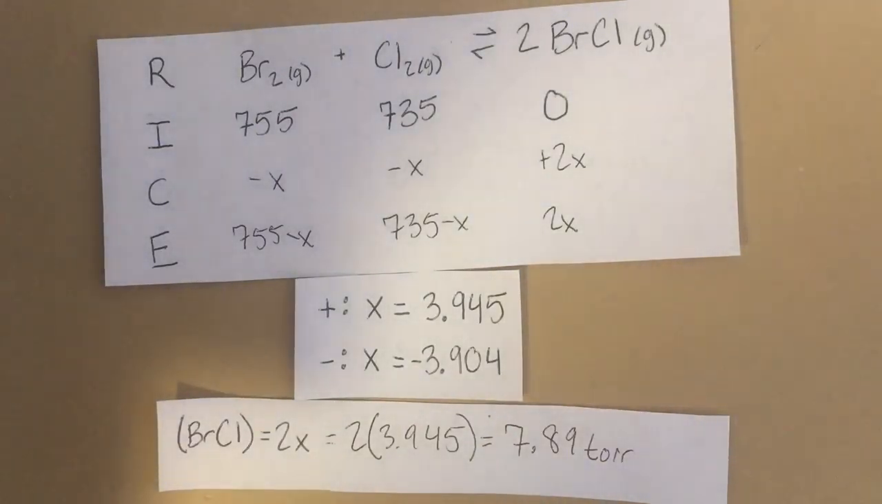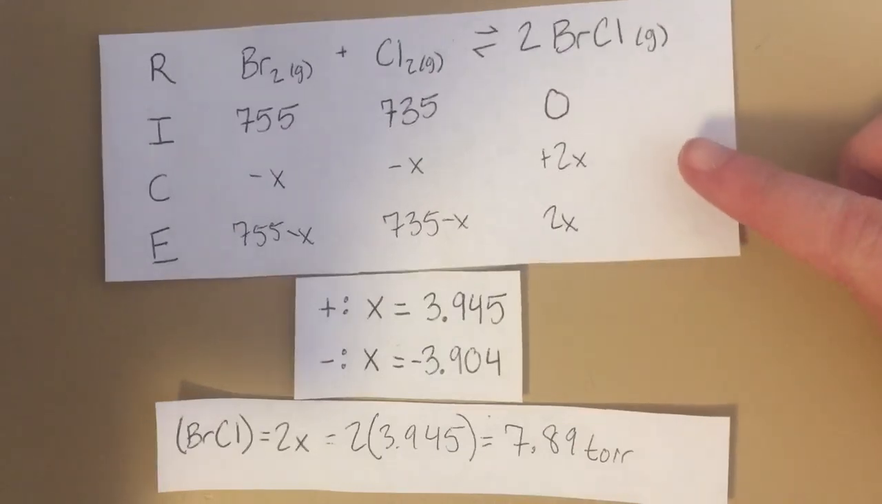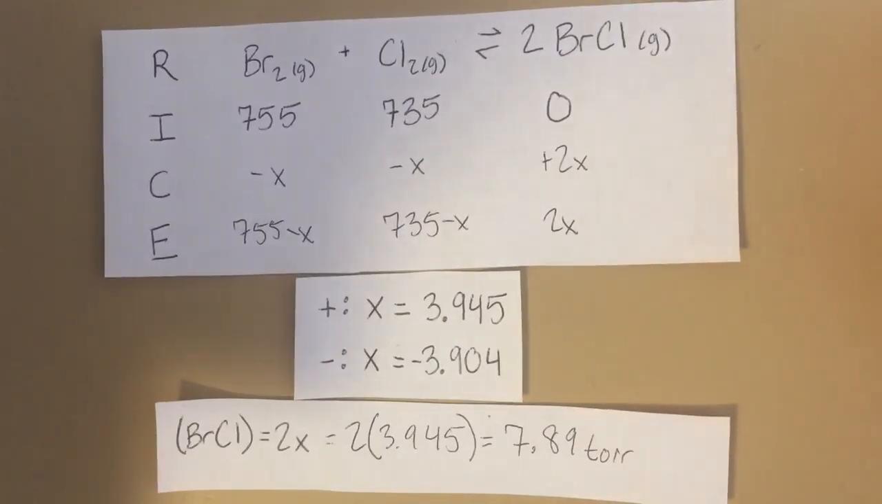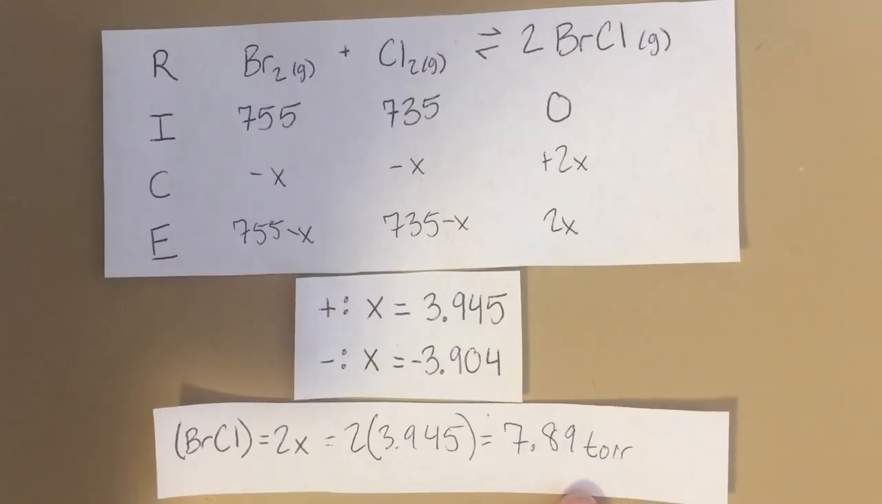In conclusion, this problem asked us to find the equilibrium partial pressure of bromine monochloride in a given reaction, provided initial partial pressures as well as Kp. The RICE table got us to the equilibrium partial pressures in terms of x, which was the change in partial pressure, and the law of mass action allowed us to set our Kp value equal to the partial pressures at equilibrium. We then used the quadratic formula to solve for x, and used the appropriate x value in the equilibrium partial pressure for bromine monochloride to calculate its actual value, which was 7.89 torr.